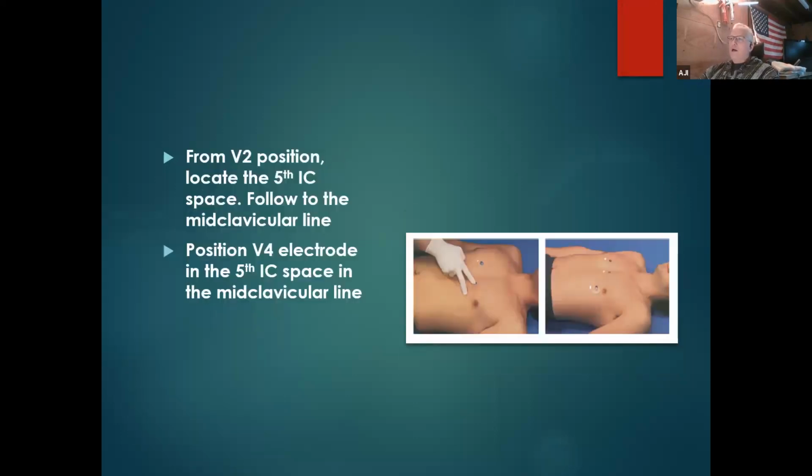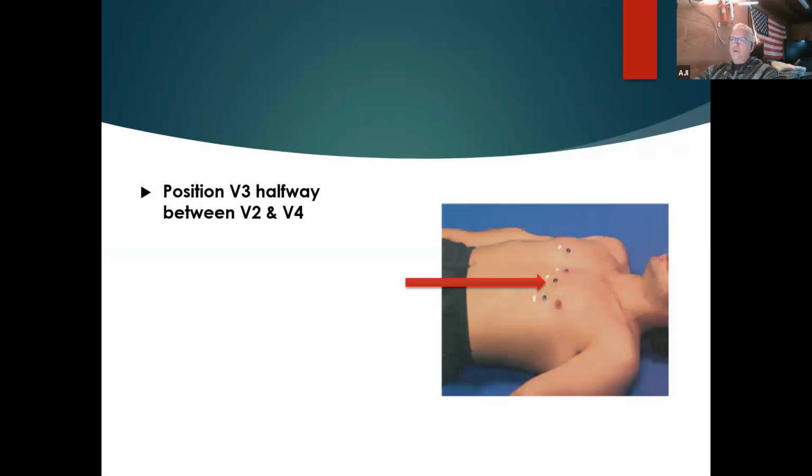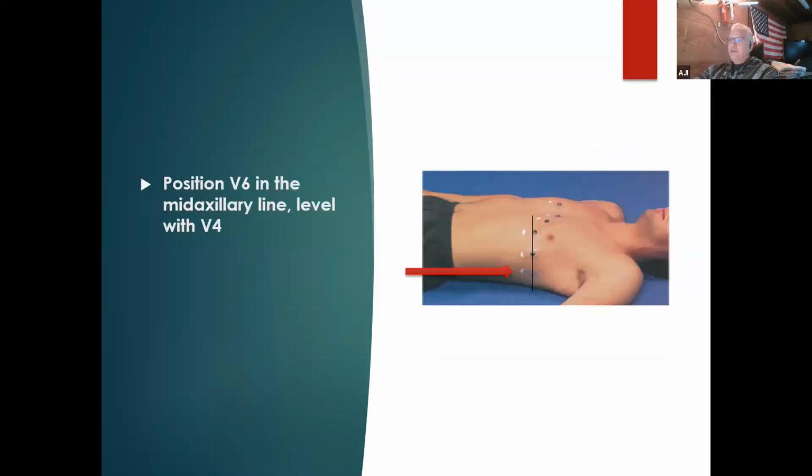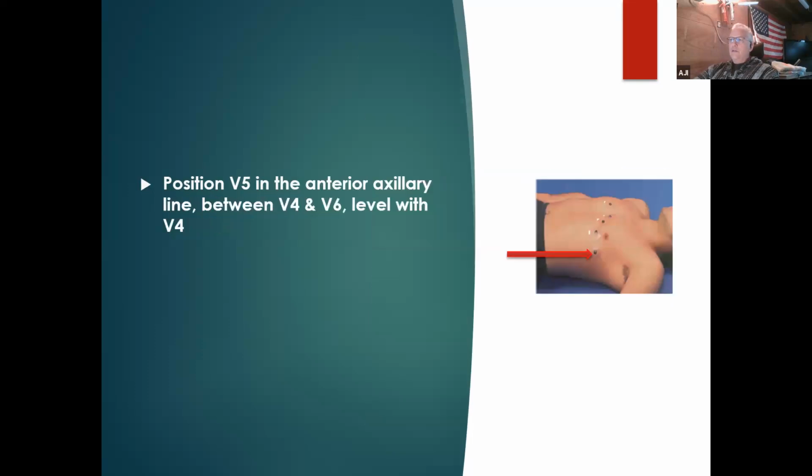So V4, you're going to find the fifth intercostal space. So one more down, right? You're going to put V4, and there you go. You're going to put V3 right between the two of them. That is the correct placement for that. And then V6, mid-axillary line, and level with V4. All right, then V5, going to go down from the shoulder. V4, V5, V6 is all level with V4. So they're drawing a straight line down to the bed, right? See how they're leveled out?